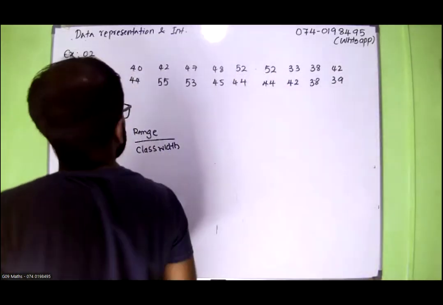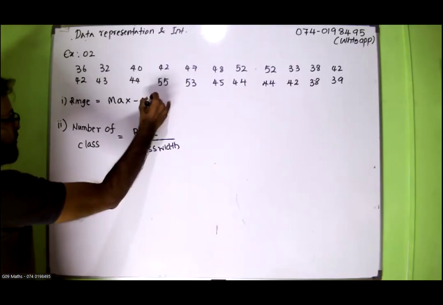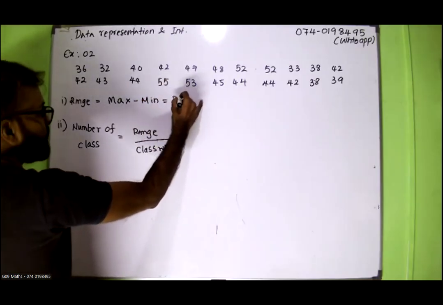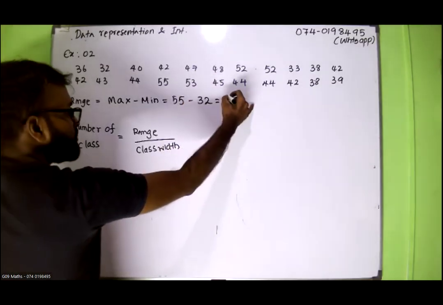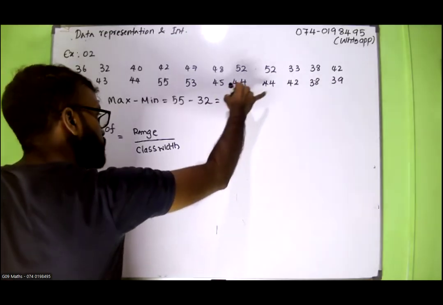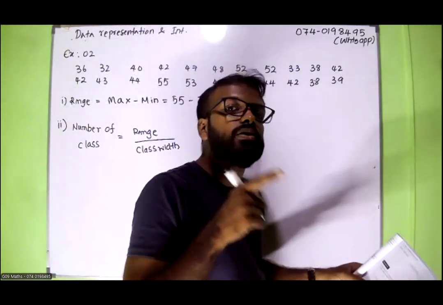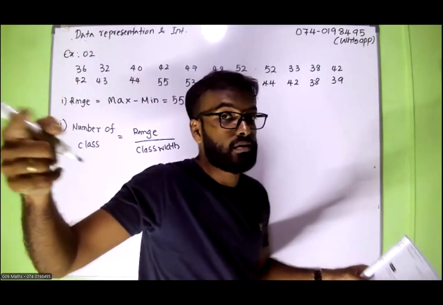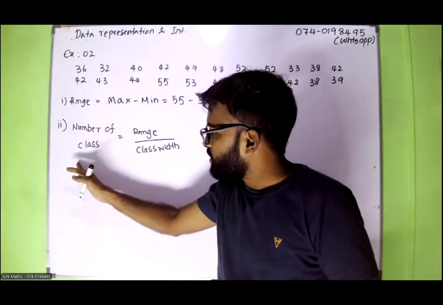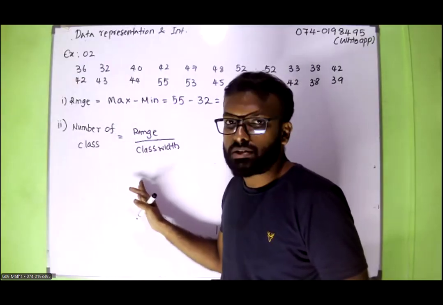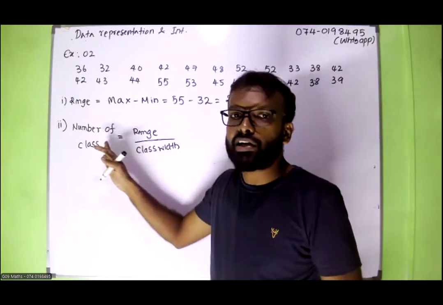Range. The range is the maximum value minus the minimum value. The maximum value is 55. The minimum value is 32. If you subtract these, you will get 23. So your answer for the range should be this. And they have asked you to find the size of the class. Directly, if you can remember the equation, you can write class width equals range divided by number of classes.